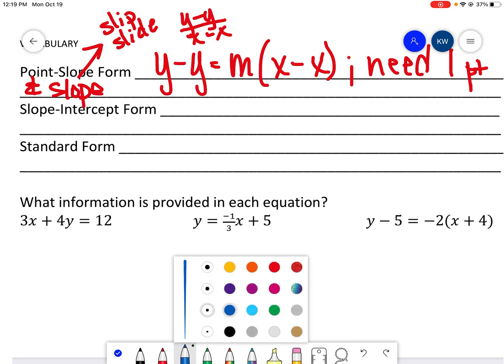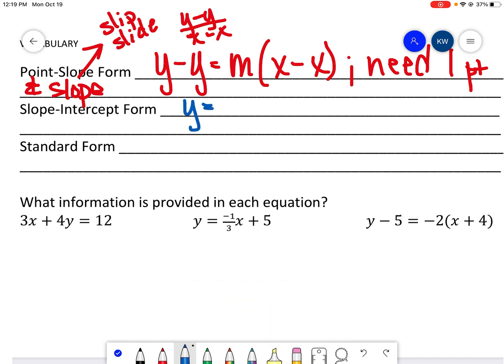Slope-intercept form is in the format y equals mx plus b. For this one you need the slope and the y-intercept. And the y-intercept is where it crosses the y-axis. If we're thinking about word problems, the y-intercept is where it begins.